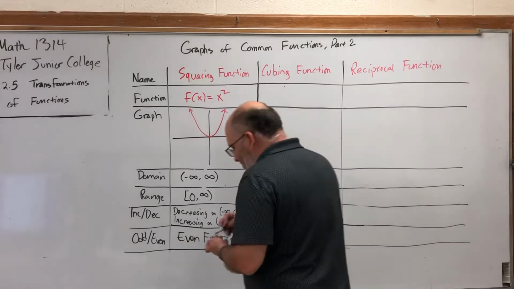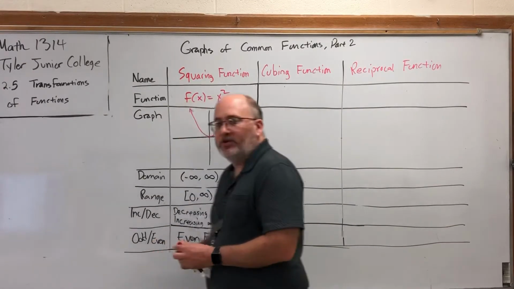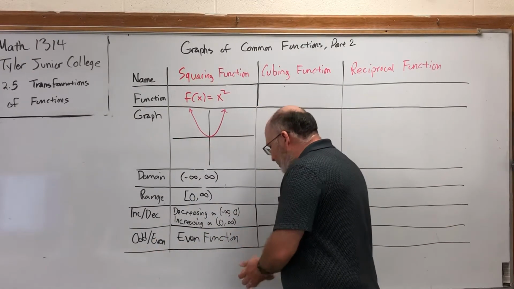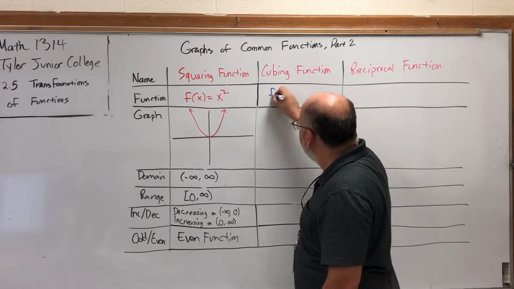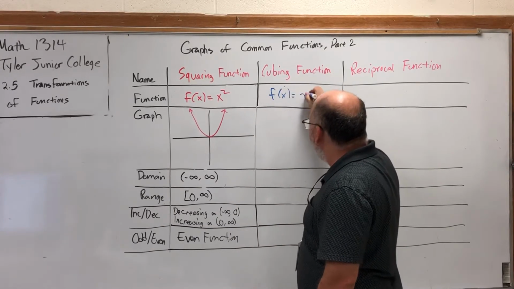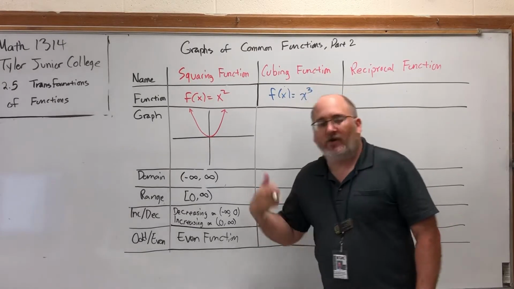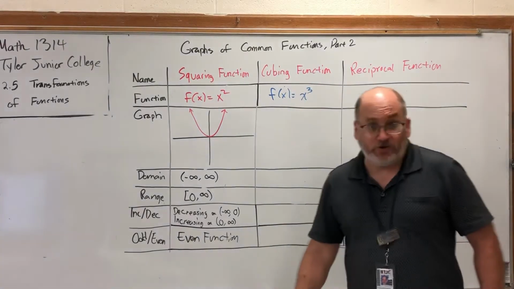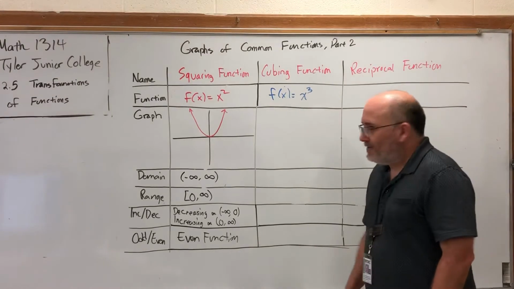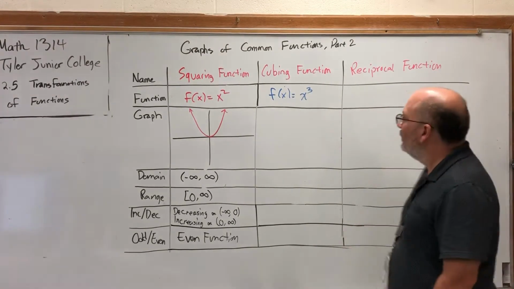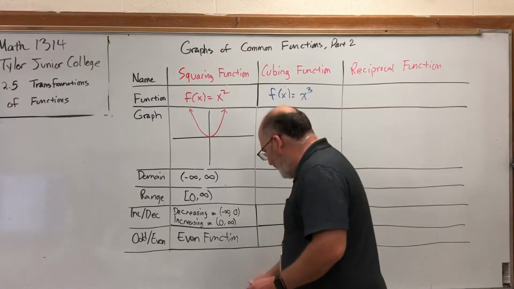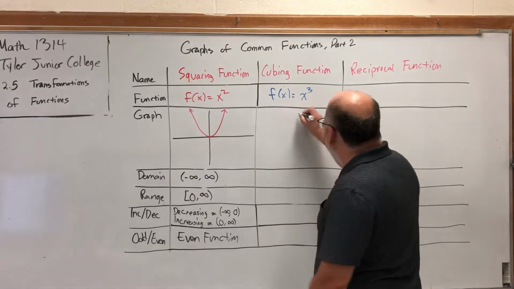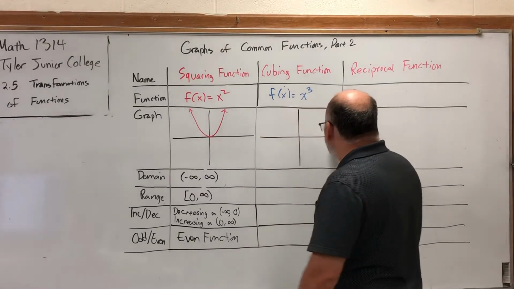If the squaring function is f of x equals x squared, what do you think the cubing function is? f of x equals x cubed. I do want to remind you that the name of a function is arbitrary. I could have called this g of x, or h of x, or w of x. Anything except x of x. So, what does the graph of the cubing function look like? Well, let's think about it.